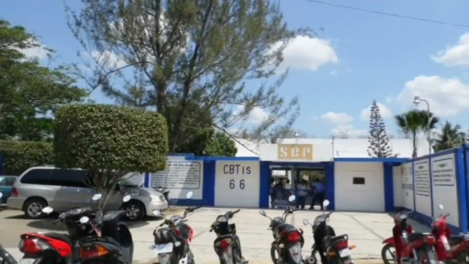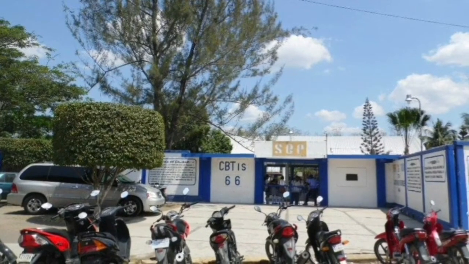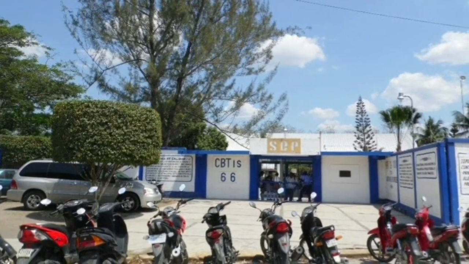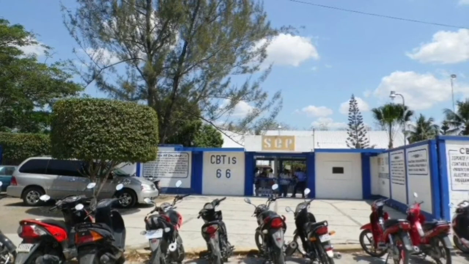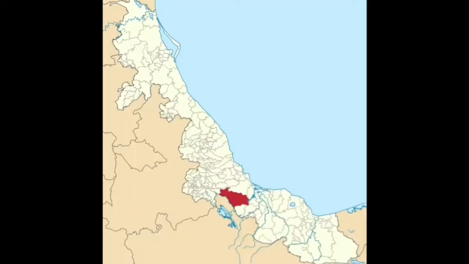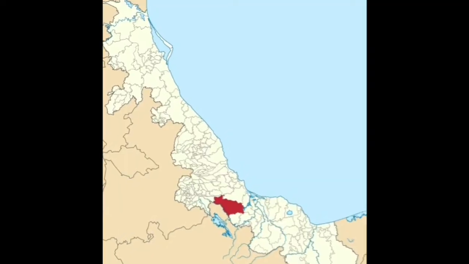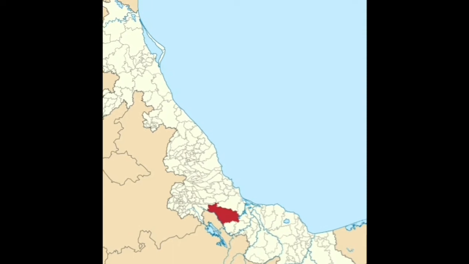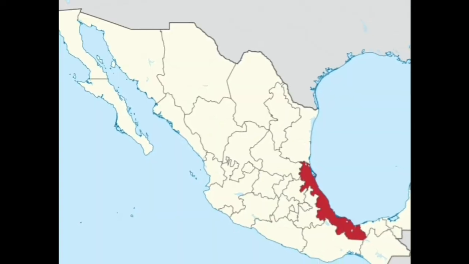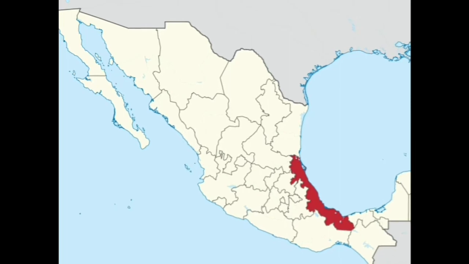My name is Hugo Maldonado Figueroa. I am an English as a foreign language teacher, grades 10th to 12th, at a technological high school called Cebetis. Our school is located in the municipality of Tierra Blanca, in the southern state of Veracruz, by the Gulf of Mexico.